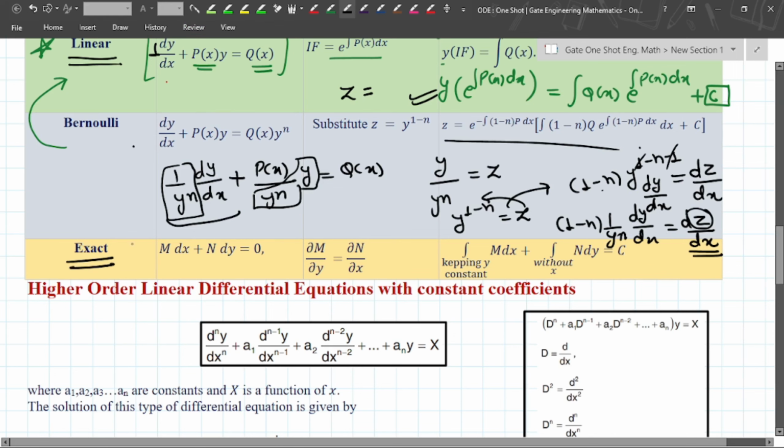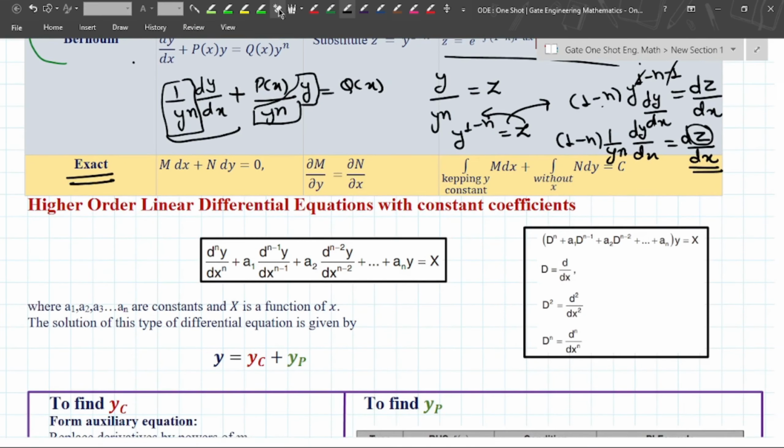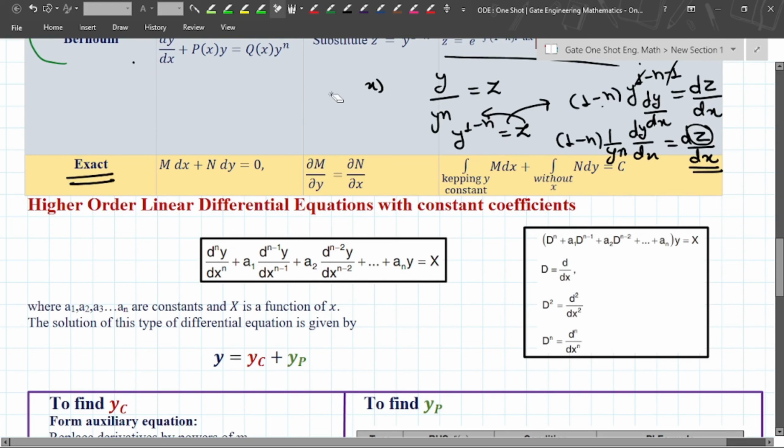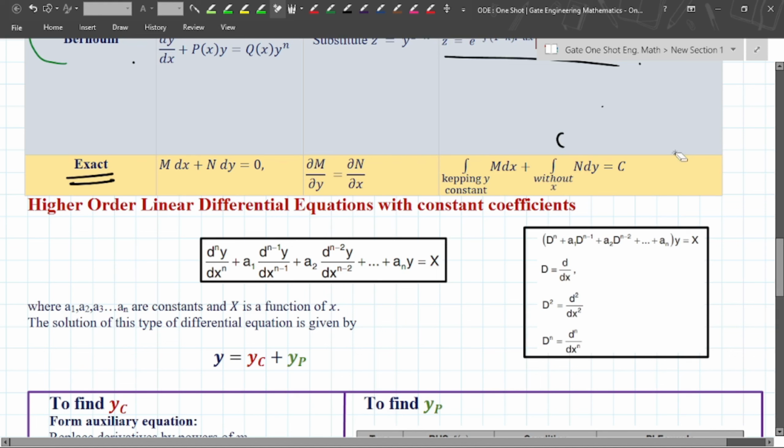Next one is the exact differential equation. This one is also one of the important and one of the easiest methods, and one of the frequently asked topics in the GATE engineering mathematics, basically for the mechanical and civil engineering branches. So here we'll have a differential equation like this: a function of x and y, M, dx plus a function of x and y, N, dy is equal to 0.